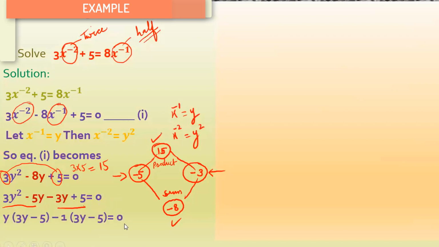Okay. Now we have two terms only. These are two terms, the first term and the second term. What do we have common in these two terms? Yes, it's very clear. 3y minus 5 is common and y minus 1 is left. So it will become like this.